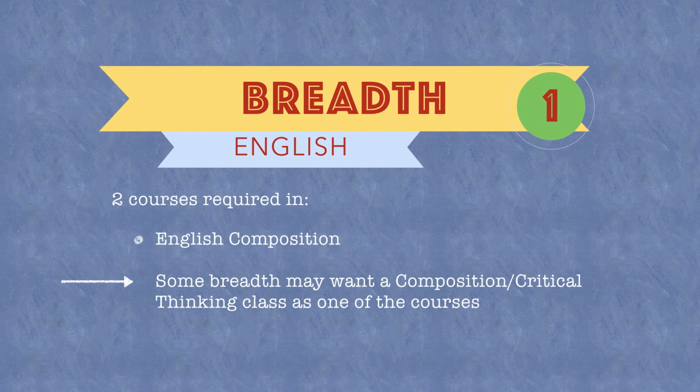So let's go through the 3 areas of breadth, from the minimum breadth. First is English. 2 courses are required, 2 courses in English composition. Now, this is where it's a little funky, because if you're going to a California community college but you're doing breadth, because maybe you're doing engineering, you need to look at each college and major because some breadth may want a composition critical thinking course instead of just plain composition. They'll want 1 English composition and 1 composition/critical thinking blended course. So you need to look at that.